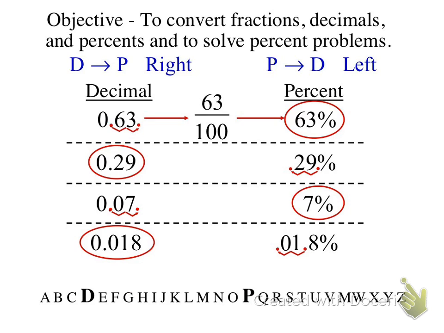So, again, think of the alphabet, D to P. When I'm going from decimal to percent, I go that way. When I go from percent to decimal, I move the decimal that way. Quick little reminder.